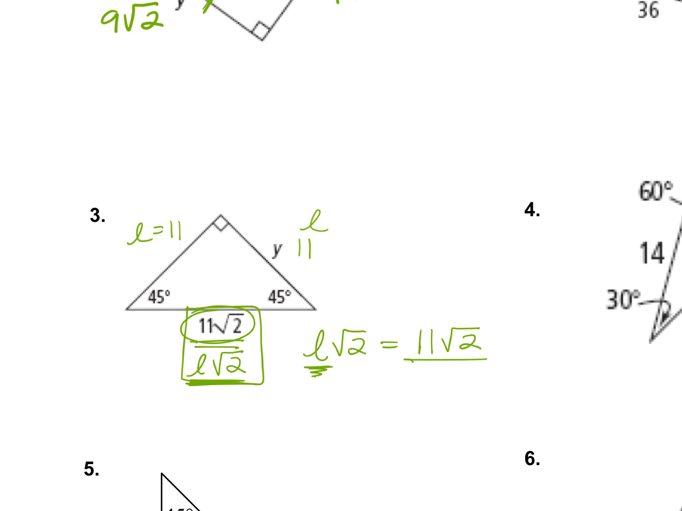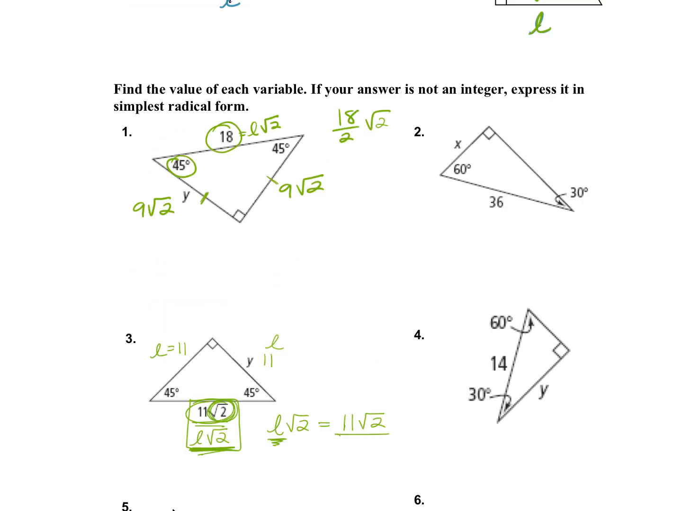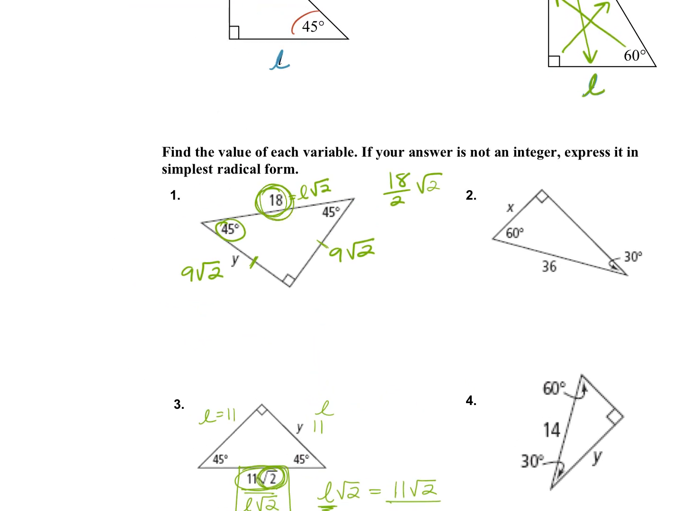Because this is the length of a leg times rad 2. So when they give you the hypotenuse with a rad 2 in it, you already have your L out in front, right? It's when they give you the hypotenuse as a whole number that you don't have the L yet, so that's where you have to put the L in.